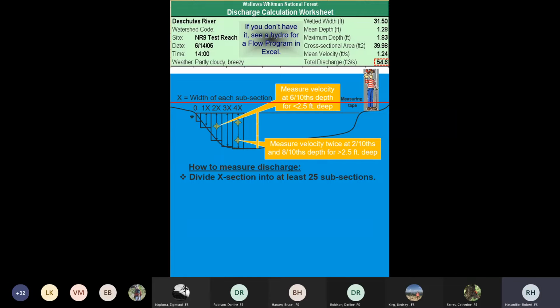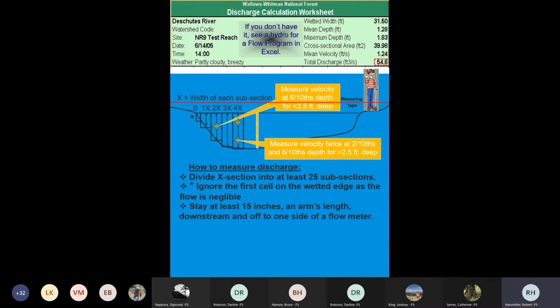And so when we're doing this, what we're interested in doing is taking the width and dividing that section into at least 25 subsections. Commonly, we ignore the first cell on the wetted edge if that flow is negligible. So, if it's 0, we can just go ahead and skip that and get into the next cell.